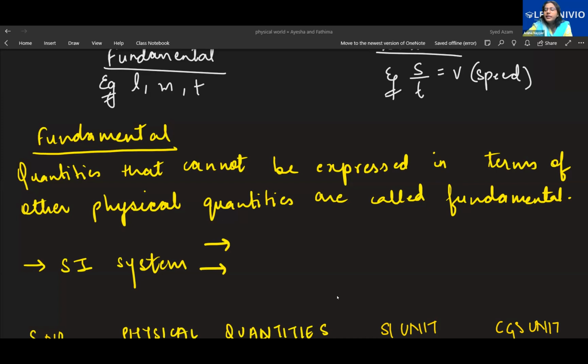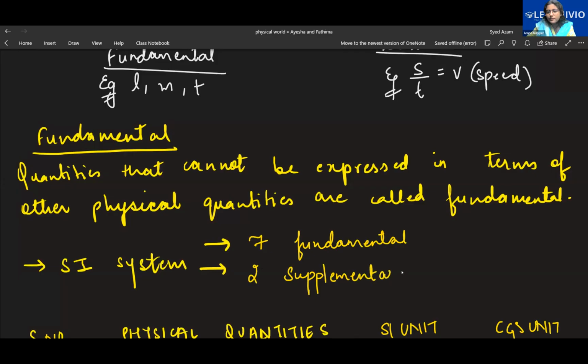I have to convert it into 1 meter. So the SI system is basically a standard system, and this governs the units and dimensions. In our SI system, we have 7 fundamental quantities, and these quantities are listed and they are fixed. They are permanent. With these, we have 2 supplementary quantities.